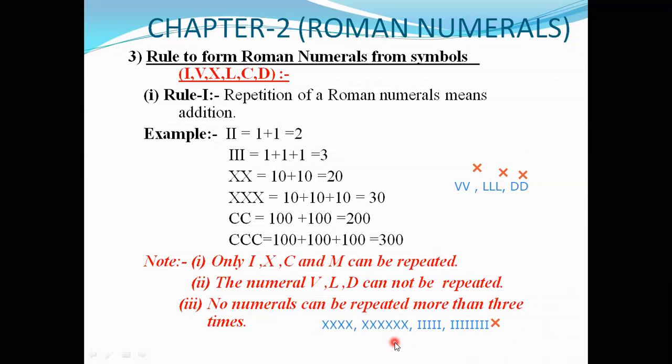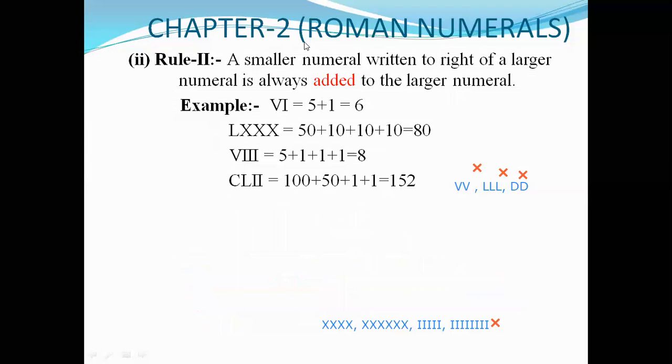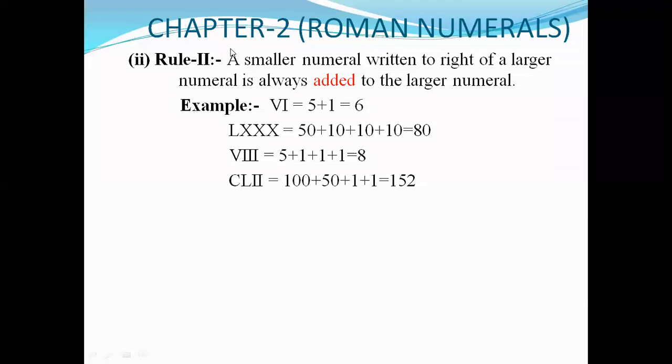Now, when we go to rule 2: a smaller numeral placed to the right of a larger numeral is always added to the larger numeral.